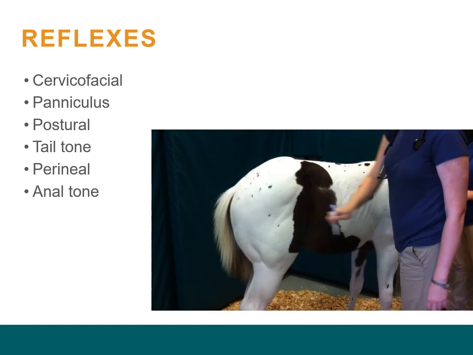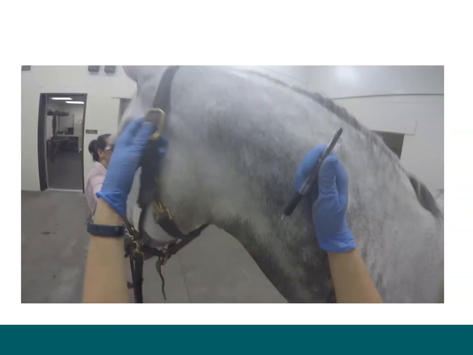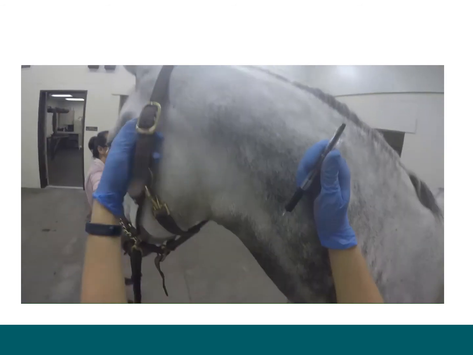So when he flexes there, he kind of just falls off that whole stay apparatus. Spoiler alert, this horse did have Wobbler's disease. So again, we're going to go through this in a slightly slower video and go through all those reflexes. So again, in this horse, we're going to start with that cervicofacial reflex and then work back from there.